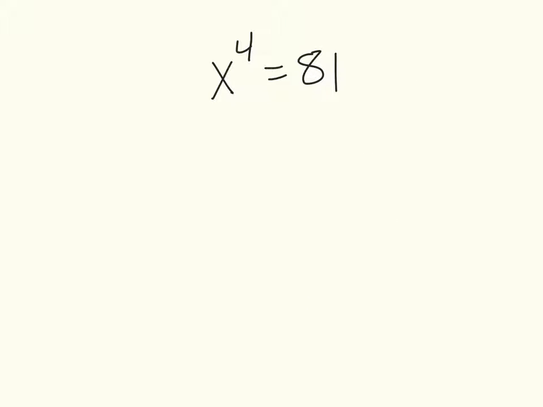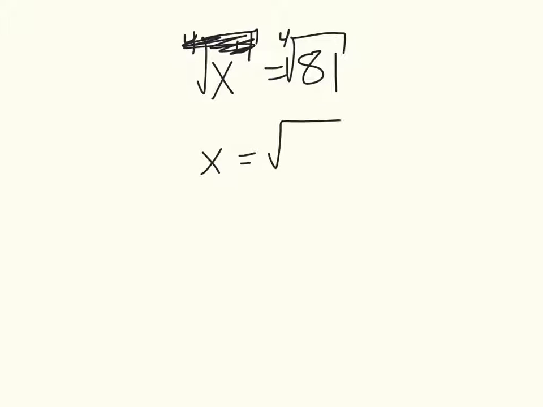All right, x to the power of 4 equals 81. Try it. Hit play when you're ready to check your answer. Okay, the opposite of a power is a root, so I'll take a root on both sides. I'm going to take the fourth root to get rid of that fourth power, which is easy to do. So x equals the fourth root of 81.